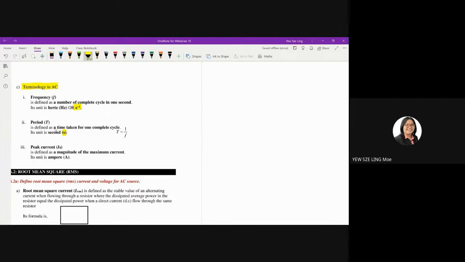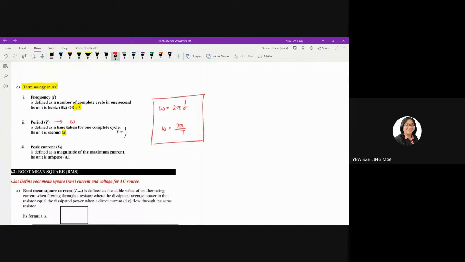So period is very important. Remember why? Because if the question asks you to sketch the graph, then you're going to need the period to calculate what? To calculate omega. So omega equals 2 pi f, or omega at the same time equals 2 pi over T. All these terms are very important in chapter 6, because questions will ask you to play with all these terms and also the equations above.